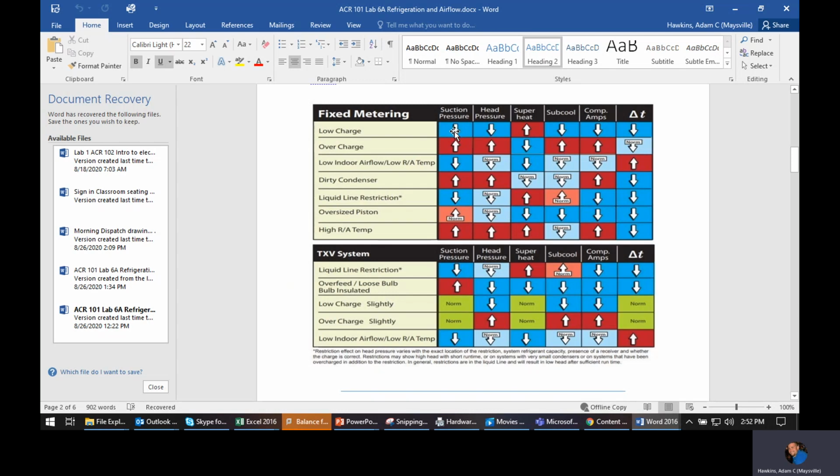Low charge. What does low charge mean? It means there's not enough refrigerant in the system. So this is a really common issue. Low charge and low airflow can get confused a lot, and it's really easy to misdiagnose this. This is why I use this one as an example, because I've done it.